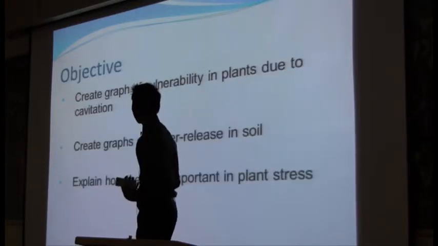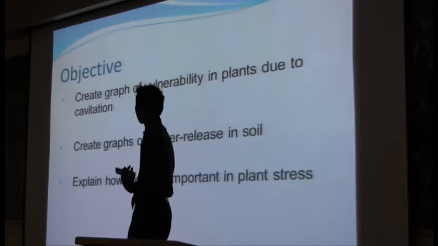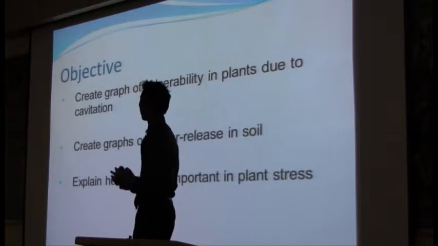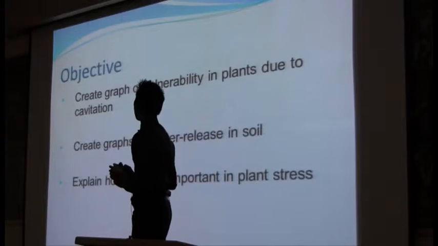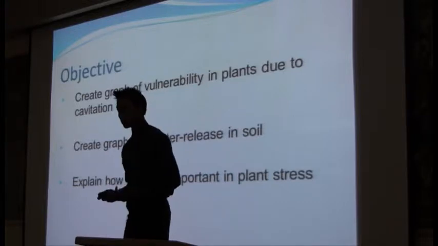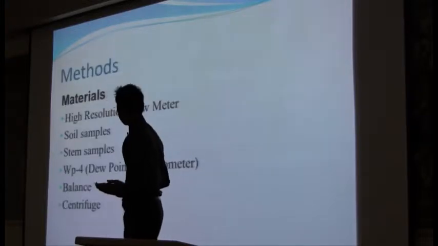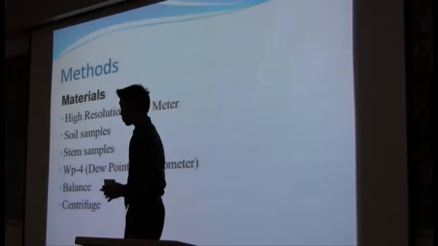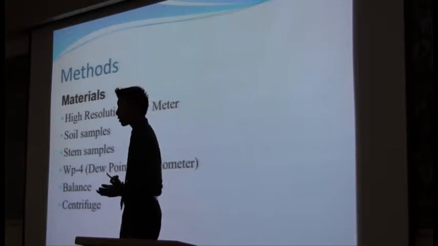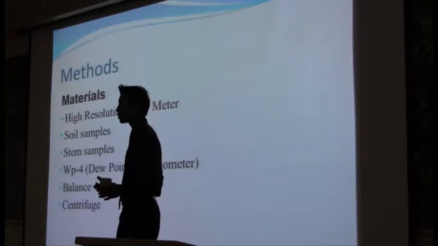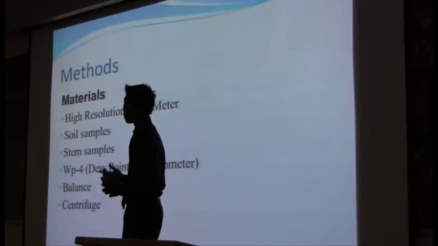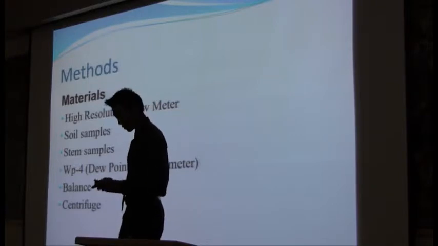My objectives are to create a graph of vulnerability in plants due to cavitation, to create graphs on water release in the soil, and to explain how they're important in plant stress. The materials I used were a hydraulic system, also known as the high-resolution flow meter, soil samples, stem samples, a WP4, also known as the dew point potential meter, a balance scale, and a centrifuge.